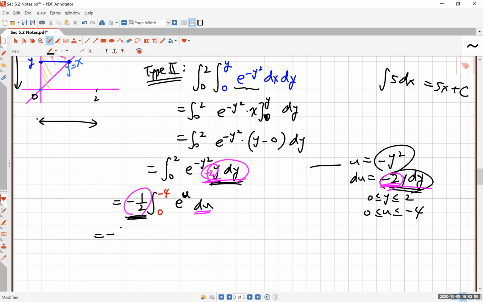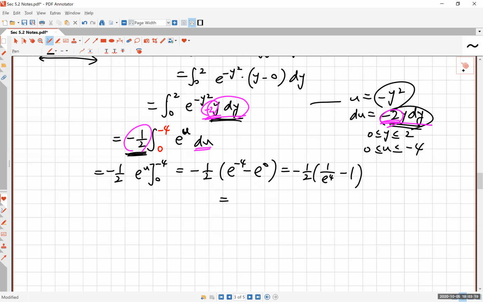The rest is very simple, right? So this is e to the u, and then this goes from 0 to -4. And so that's -1/2 times (e to the -4th minus e to the 0). And so that is -1/2 times (1 over e to the 4th minus 1). Now, you can leave it, or because it's negative outside, you can change it to 1/2 times (1 minus 1 over e to the 4th). You can also write this as 1/2 minus 1 over 2e to the 4th. Doesn't matter how you write it, but that's the answer to this question. All right, so hopefully this has made sense, and this is the right answer here.